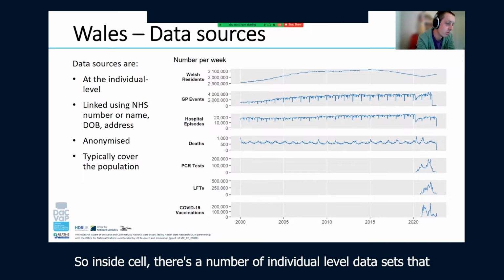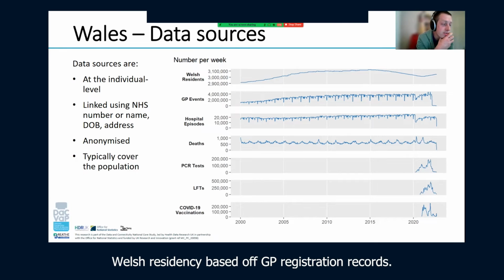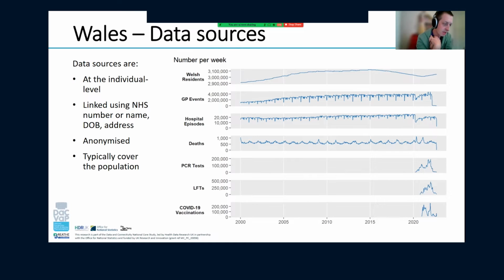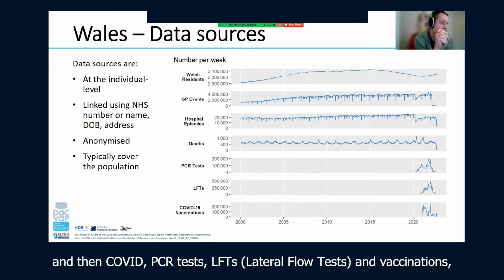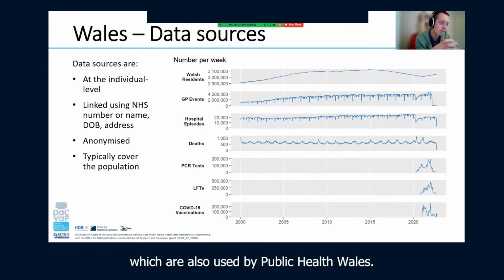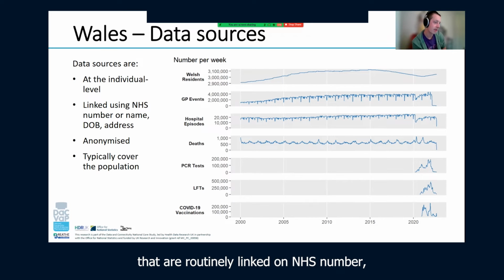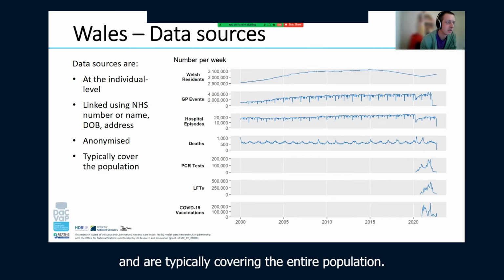So inside SAIL, there's a number of individual level data sets that have population coverage from about the year 2000. We can see Welsh residency based off GP registration records. We've also got primary care records themselves, so attendances, prescriptions, measurements. We've also got hospital episodes, ONS deaths, and then COVID PCR tests, LFTs, and vaccinations, which are also used by Public Health Wales. These are individual level data sources and are routinely linked on NHS number, name, date of birth, sex, and address, and are typically covering the entire population.